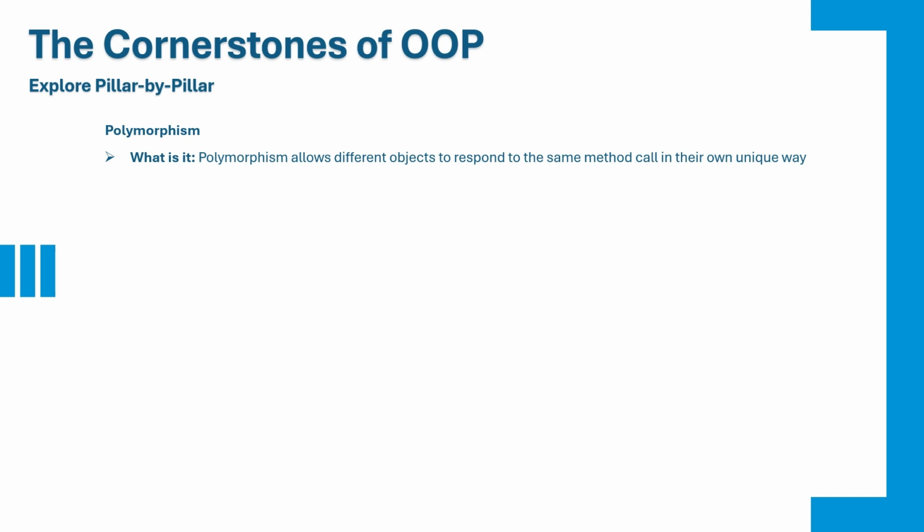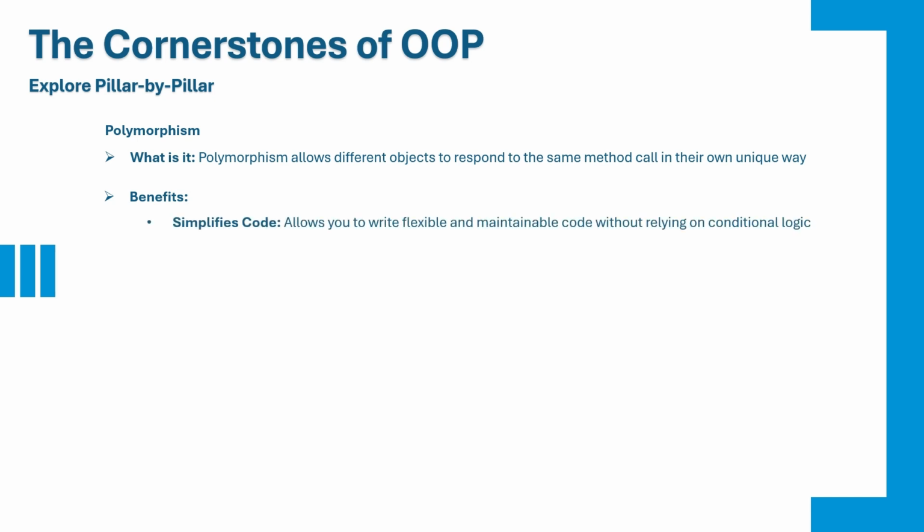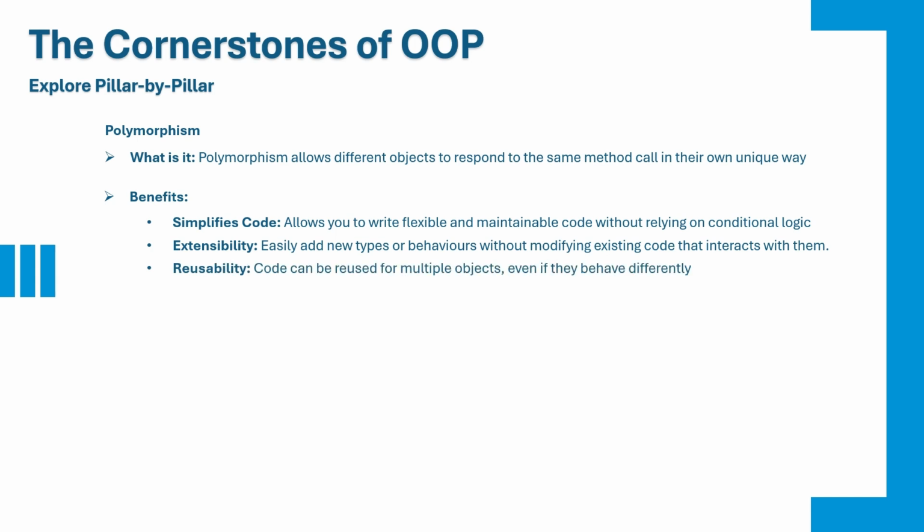Polymorphism offers a number of valuable benefits in object-oriented programming. First, it simplifies your code by removing the need for conditional logic, making your code more maintainable as it grows. Second, it enhances extensibility. You can easily add new types or behaviors, like a bus or any other vehicle, without having to modify the existing logic. Finally, it promotes reusability. The same code can handle multiple object types, even if each behaves differently. This keeps your code base clean, flexible, and scalable as your program expands.